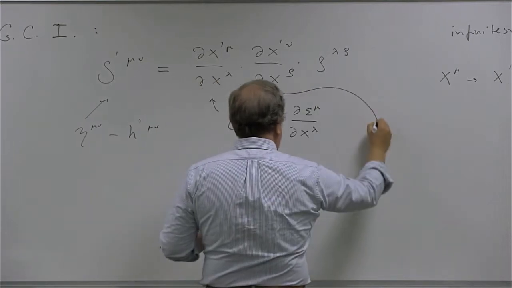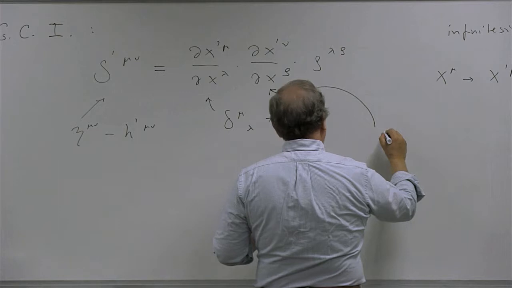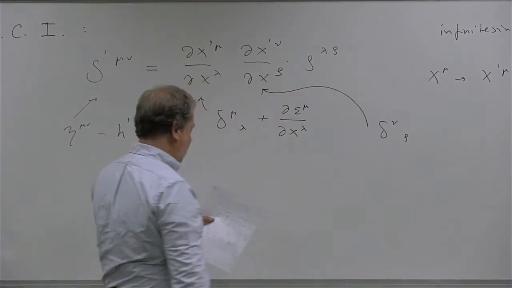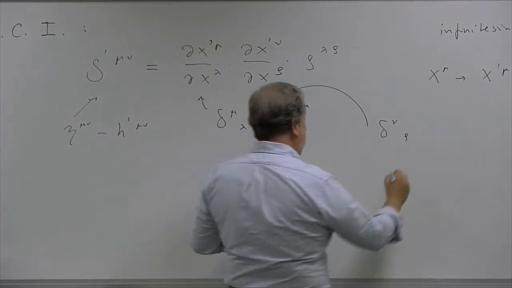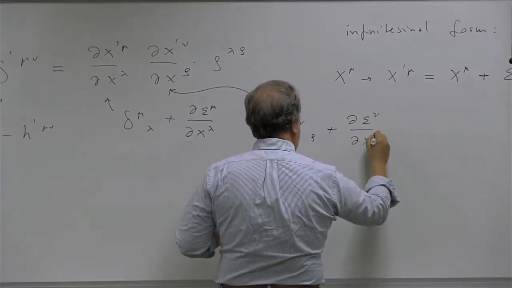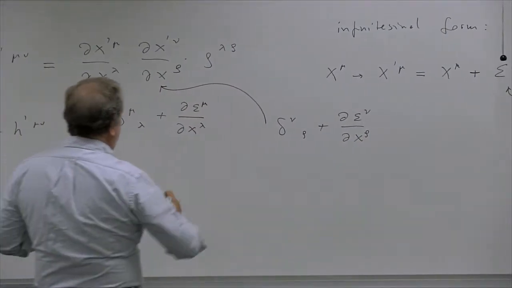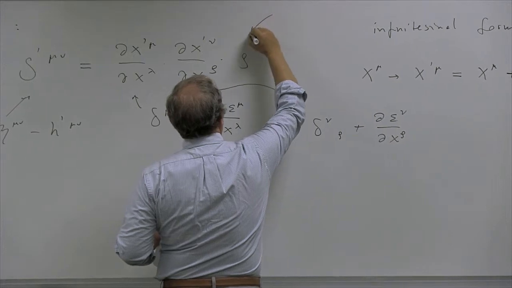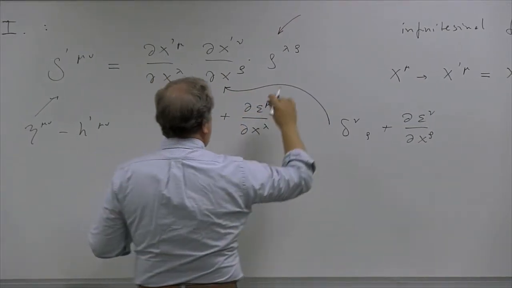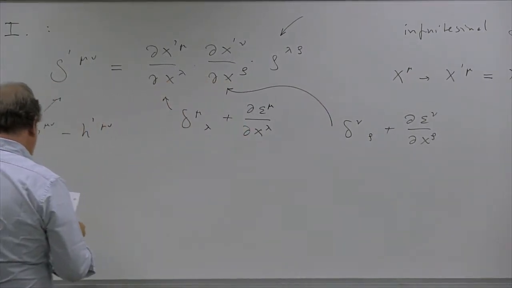And the same thing for this other piece. That becomes delta nu rho plus the derivative of epsilon nu with respect to x rho. The indices are different, but otherwise it's the same form. And finally, for this metric out here, that's again going to be our g mu nu minus h mu nu.